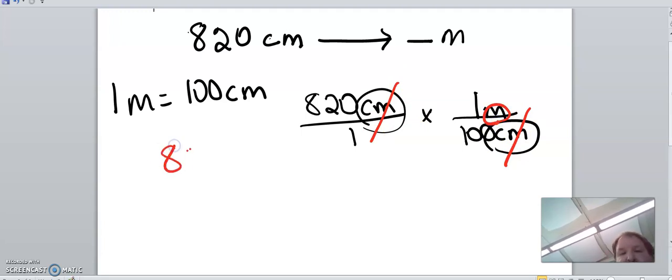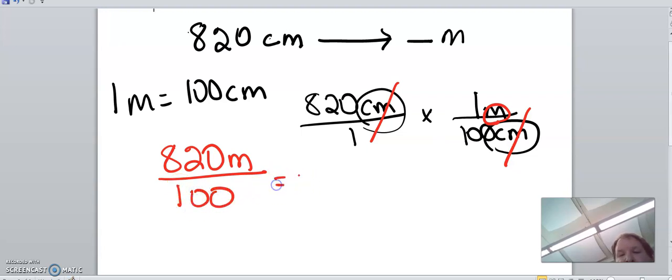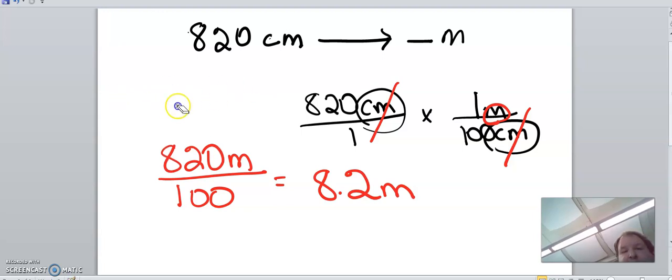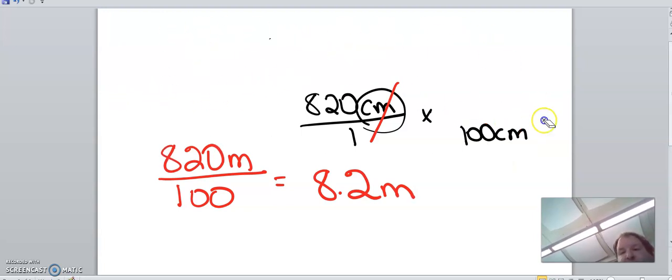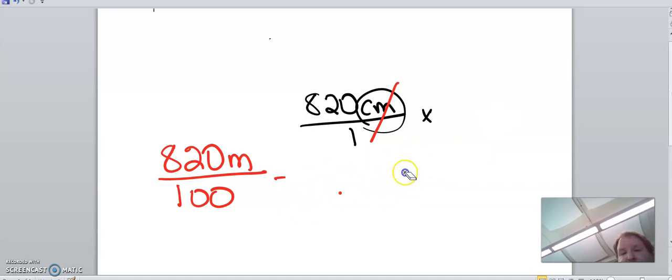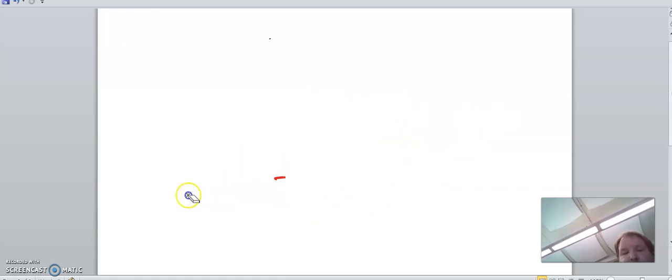So now we have 820 meters divided by 100. And when we do that problem, we find that our answer is 8.2 meters. So 820 centimeters equals 8.2 meters. Okay? Let's do one with volume now.